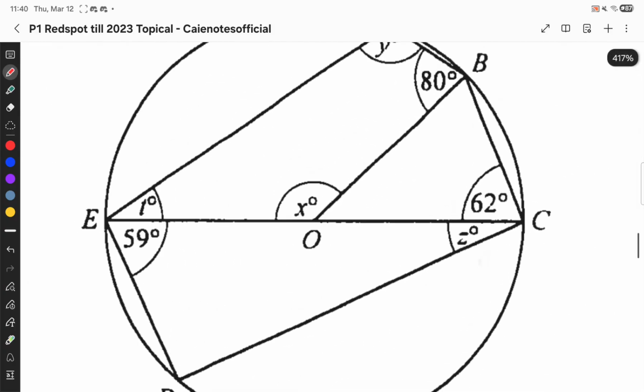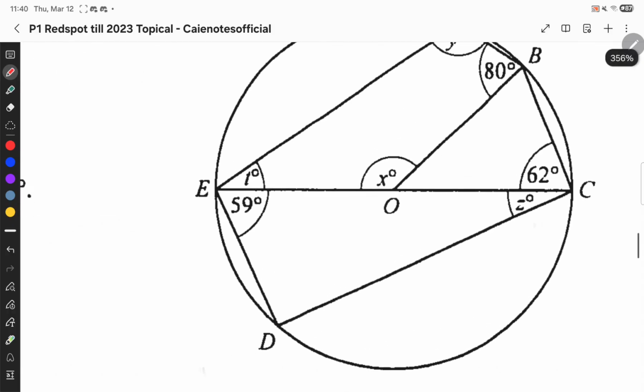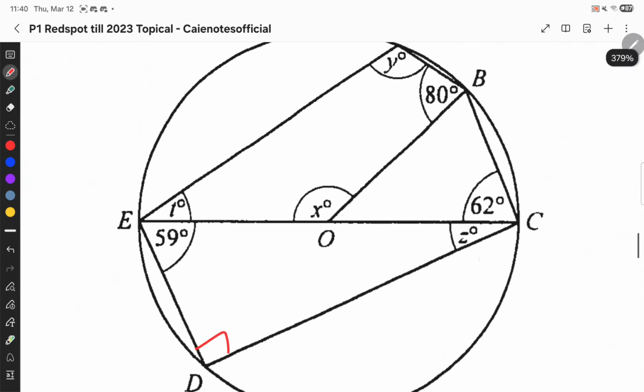EC is a diameter. This diameter means we can use our first rule, that when there's a diameter, the shape is a right triangle. So this is a right triangle. We can complete for z, which is 90 minus 59, which is 31.